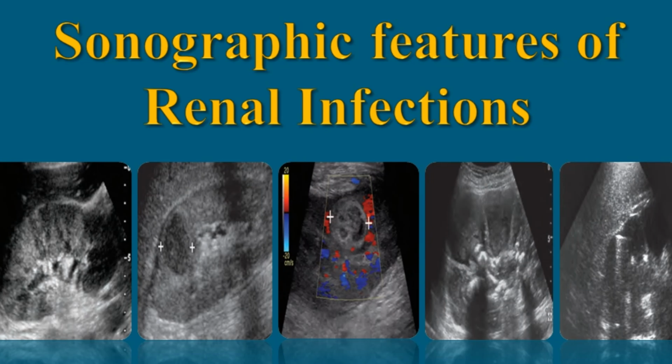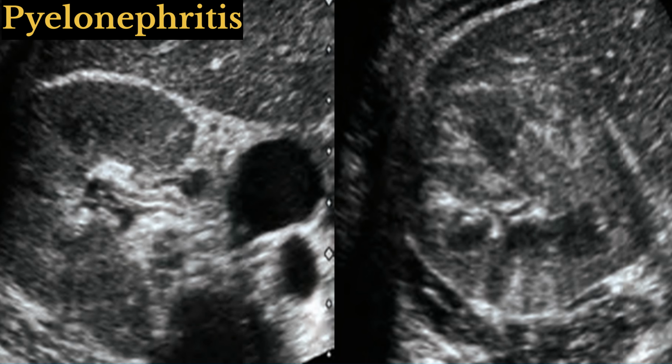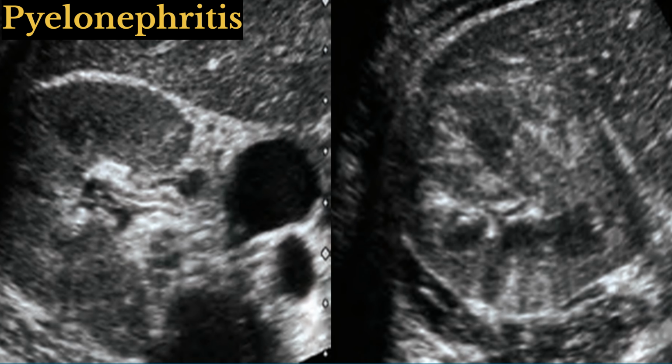Today we are going to discuss the sonographic features of renal infections. The infection of the renal collecting system and the renal parenchyma is called pyelonephritis. So first of all, we are going to discuss pyelonephritis. Pyelonephritis usually is caused by the retrograde migration of bacteria up the ureter and into the kidneys.